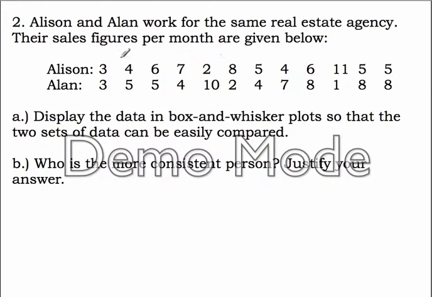Okay. So next example, we're going to be comparing two different box and whisker plots here right now. So Allison and Alan work for the same real estate agency. Their sales figures per month are given below. Display the data in the box and whisker plots so that the two sets of data can be easily compared. Who is more consistent? So let's take a look at that.